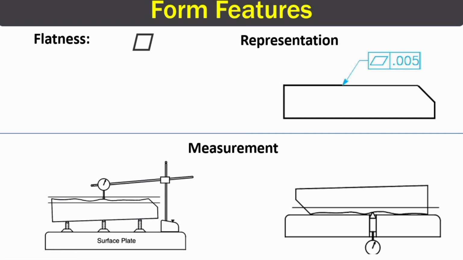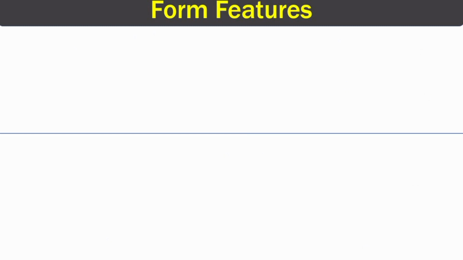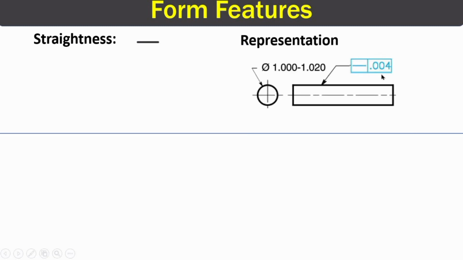Now moving on to the second category of form feature, and that is straightness. In this image, you can see a feature control frame that is attached to this surface with a leader or extension line. If we look into this feature control frame, there is a symbol of straightness and a numerical value, or you can say numerical tolerance, written here. In order to measure the straightness, we can use the plunger dial.